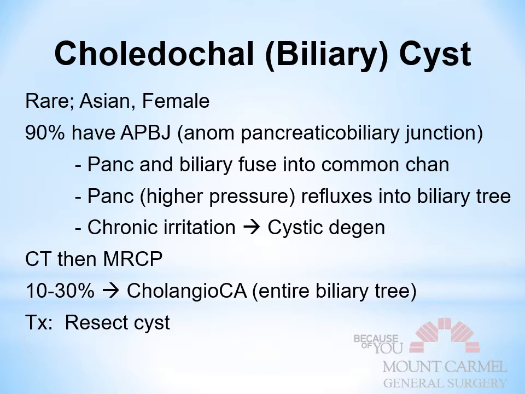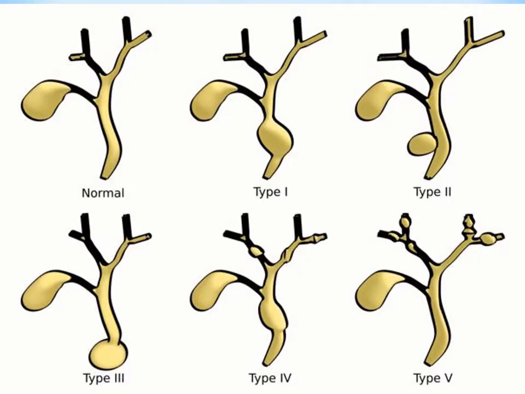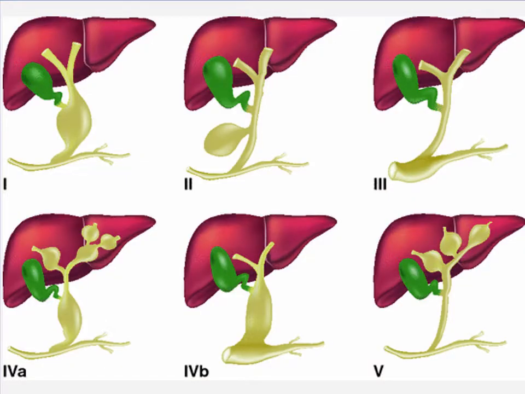In this case, you resect the cyst. That's really the way to address it. The reason primarily being that you don't want that 10 to 30% conversion rate to cholangiocarcinoma. There's lots of ways to reconstruct it, but this is an example of some of those. We can see how it would be a difficult challenge to put back together. Just another example here.